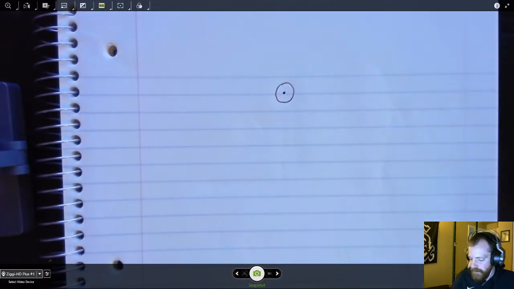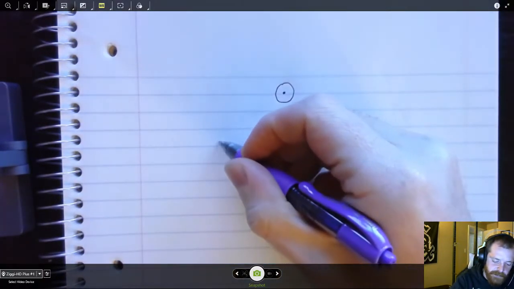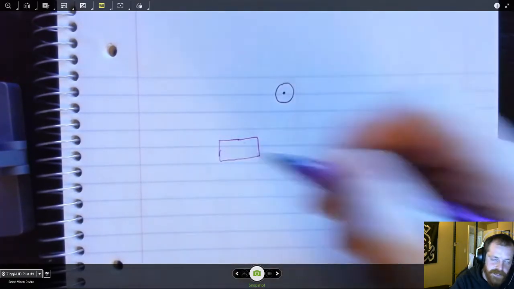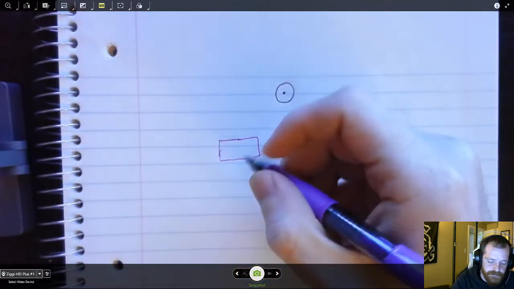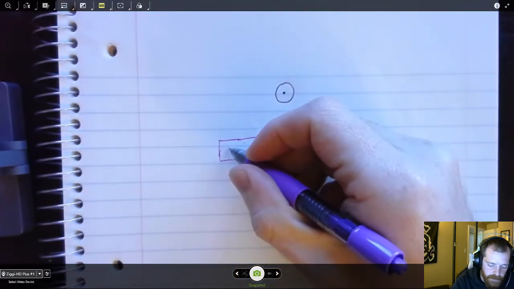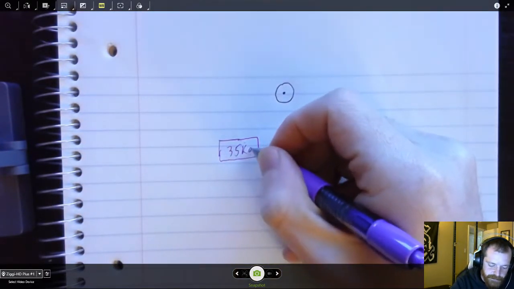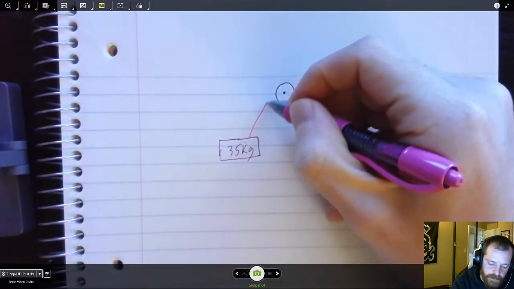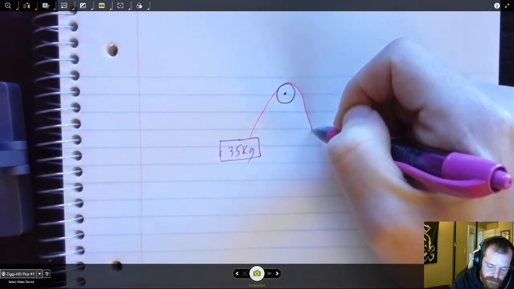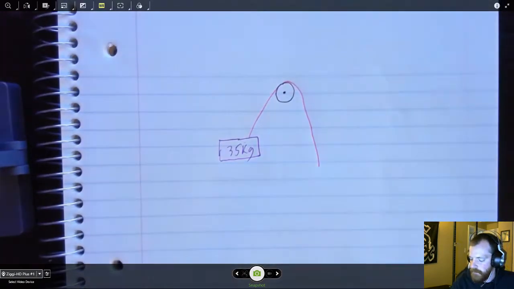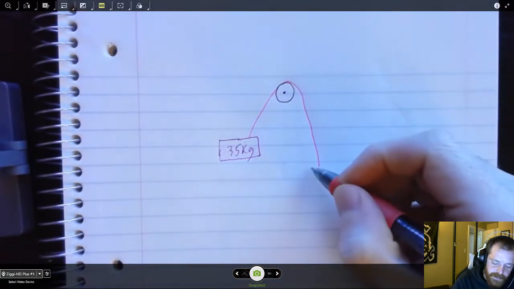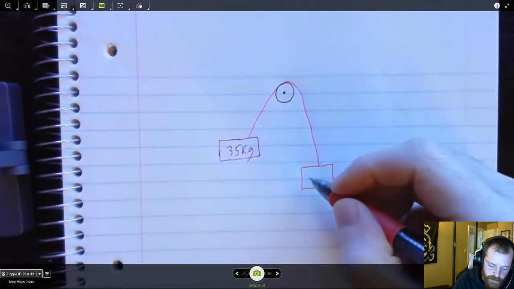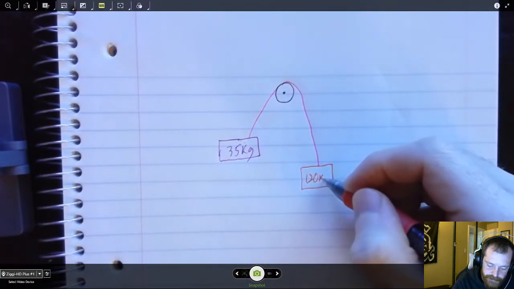Sam. All right, so we're going to have two objects here. Let's make up some numbers. Let's have an object with a mass of 35 kilograms, and then an object with a mass of something bigger. Let's say 120 kilograms.